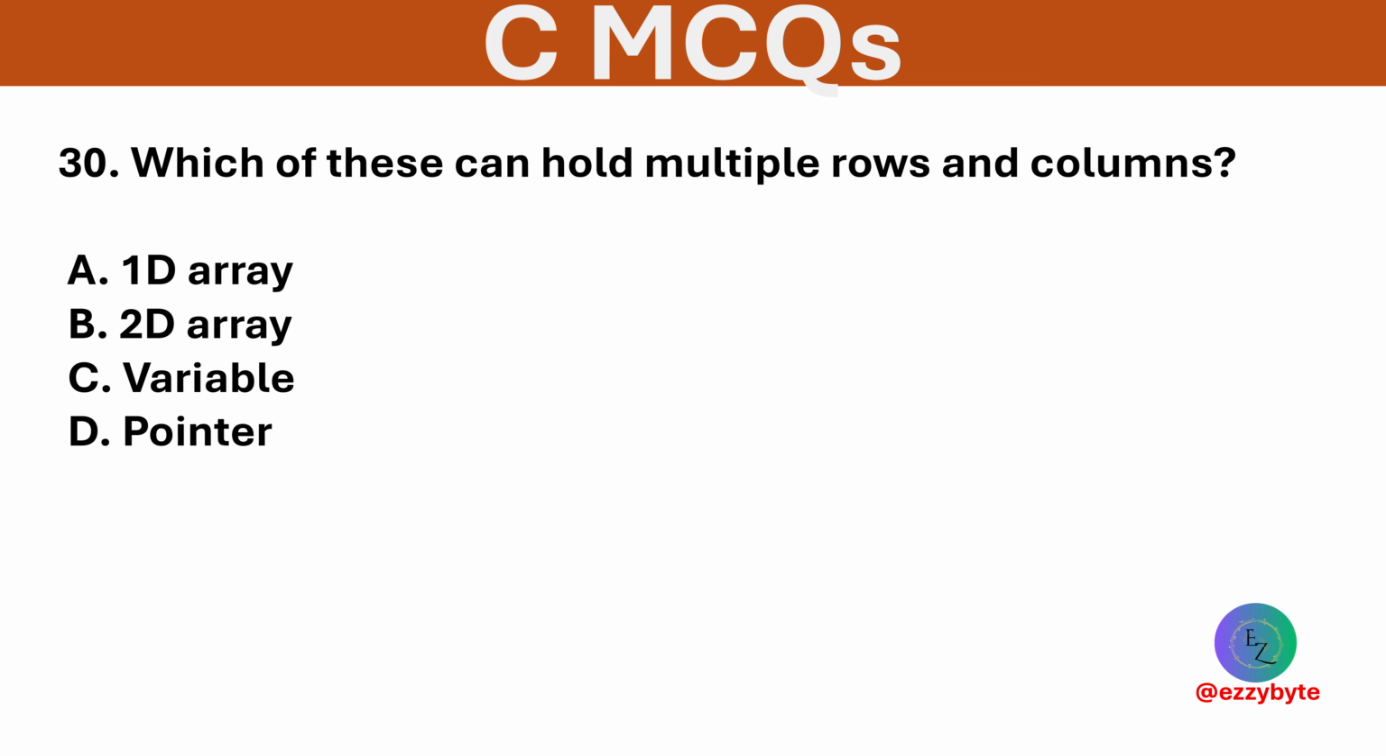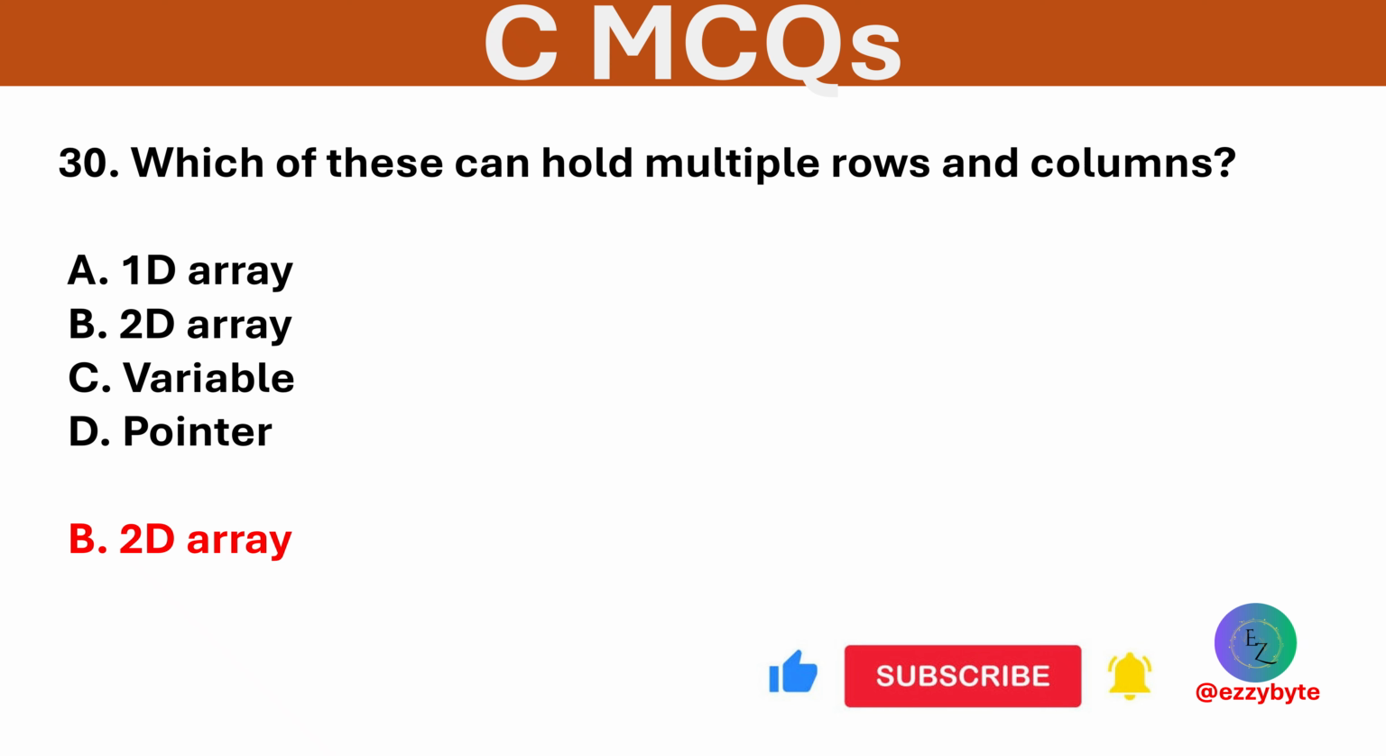Which of these can hold multiple rows and columns? Options are 1D array, 2D array, variable, and pointer. Option D is correct. A 2D array stores data in matrix form.